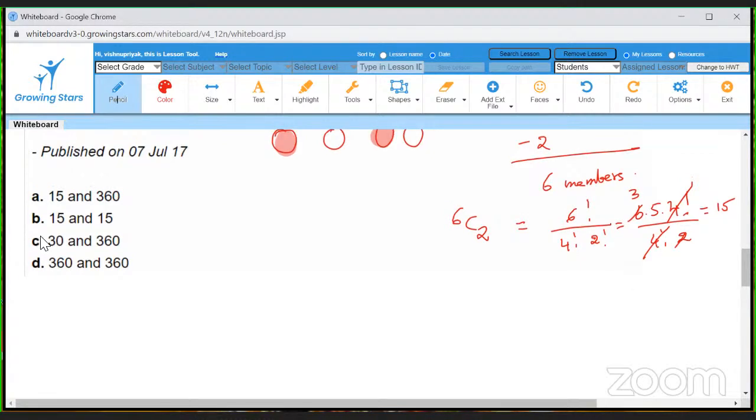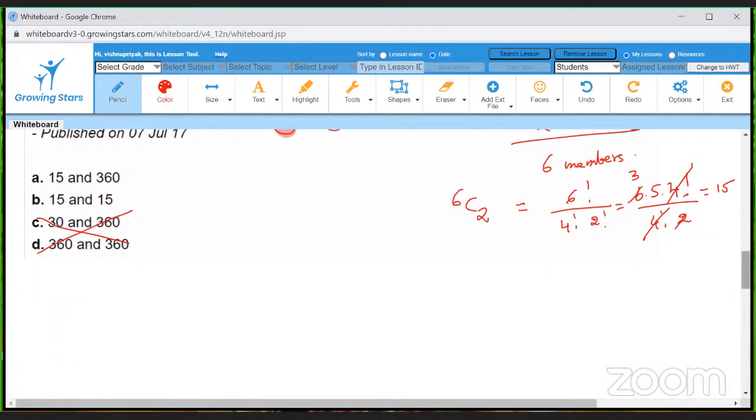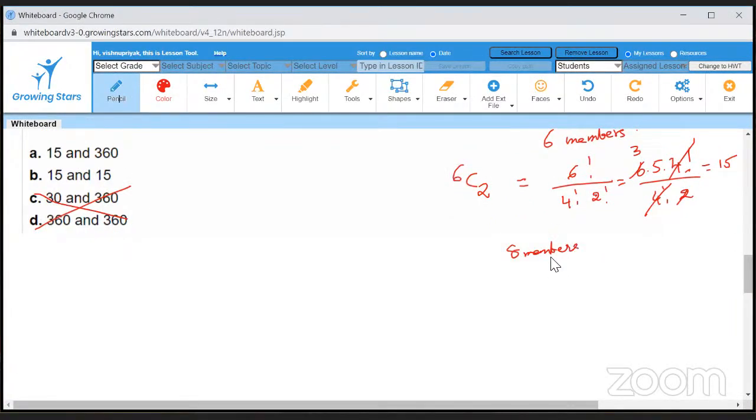If you see options C and D, you can cancel. It will be either A or B. So for the second case, 2 particular members are never taken. The second, 2 particular members must not be included. That means I have a total of 8 members. From these 8 members, the 2 members which they don't want to include, I am leaving out, taking only 6 members for consideration. Lohit got B, and that is correct, Lohit.